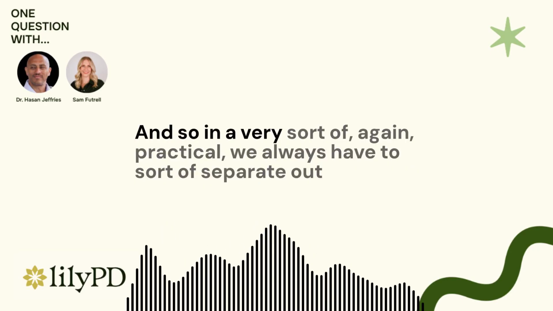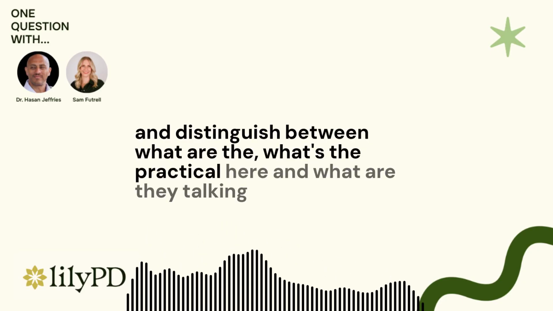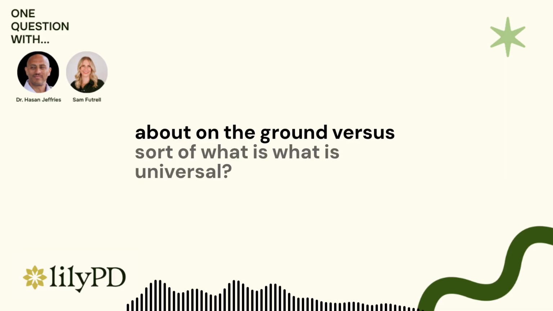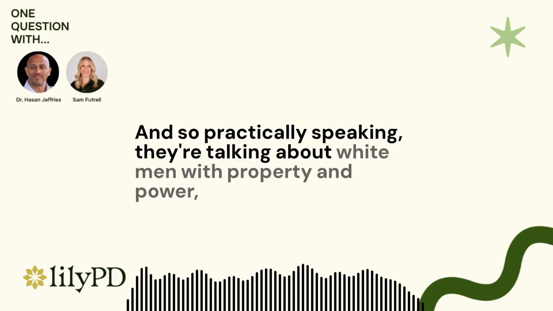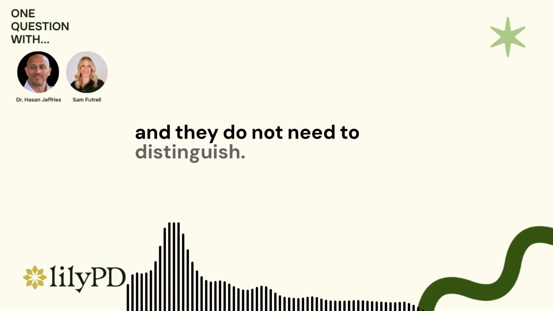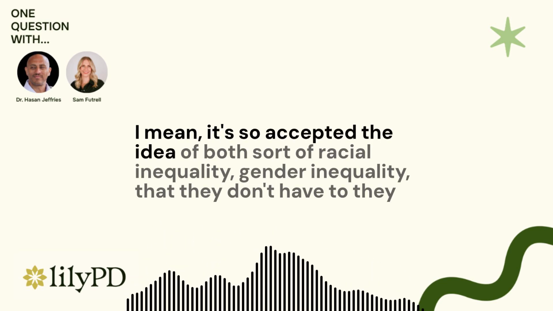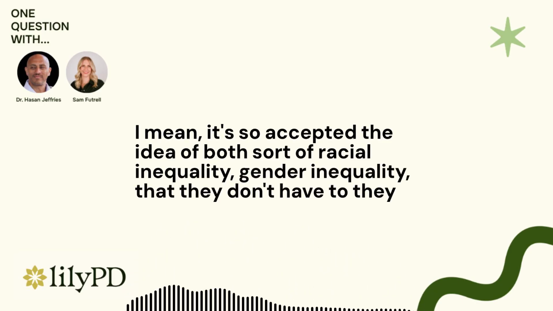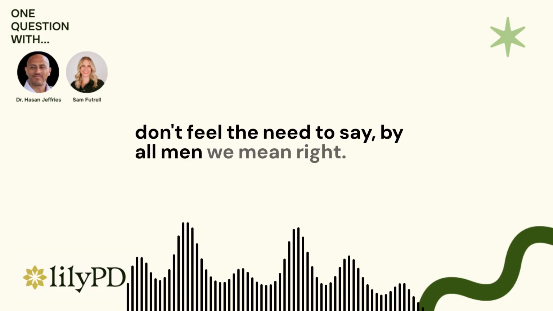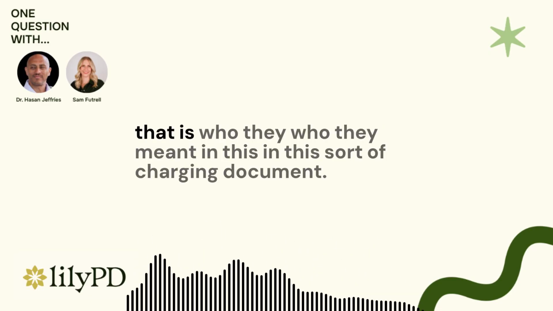And so, again, we always have to separate out and distinguish between what's the practical here, like what are they talking about on the ground, versus what is universal, right? Practically speaking, they're talking about white men with property and power, and they do not need to distinguish, right? I mean, the idea of both racial inequality and gender inequality is so accepted that they don't feel the need to say, by all men, we mean white men with property and power. No, everybody understood that, right? That is who they meant in this charging document.